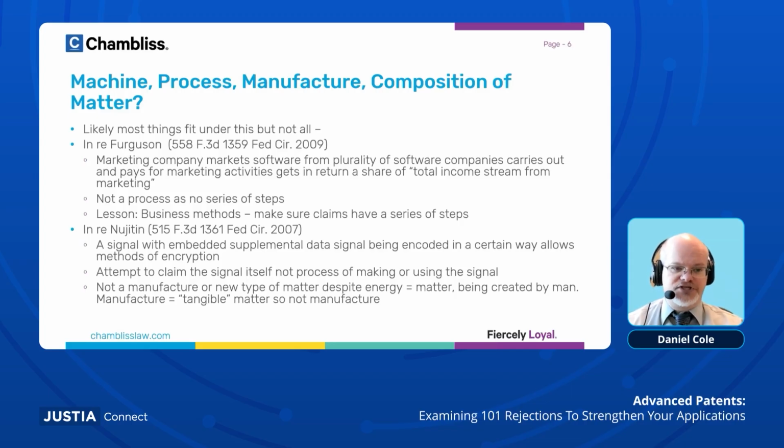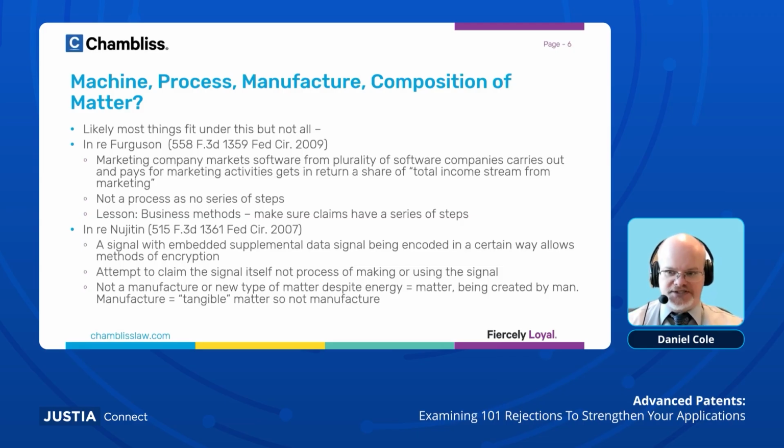The other one, this is Henry Nugent. And this one was entertaining. This is a signal that was embedded with supplemental data. And because of the way the signal was encoded, it allowed certain methods of encryption. Now, the claims that were under consideration here, they really didn't claim the process of making the signal or the process of using the signal. They just tried to claim the signal. The court basically said this is not a new type of manufacture. It's not a new type of matter.